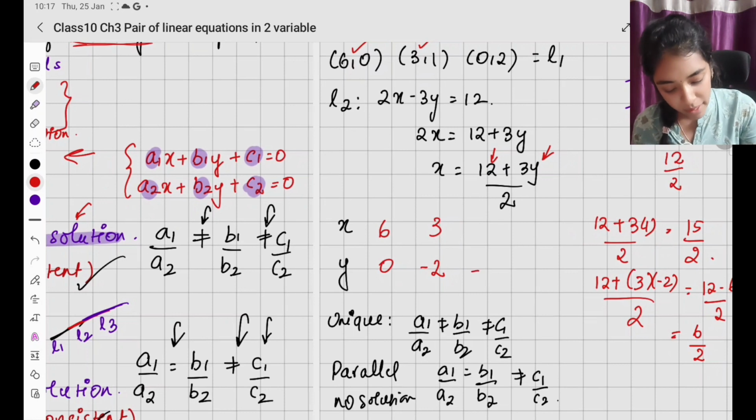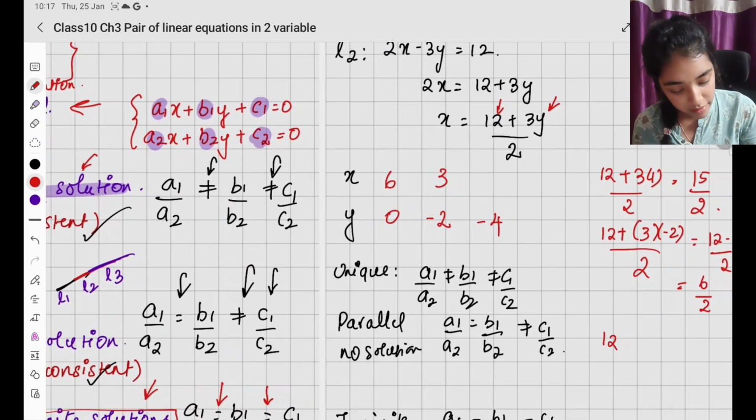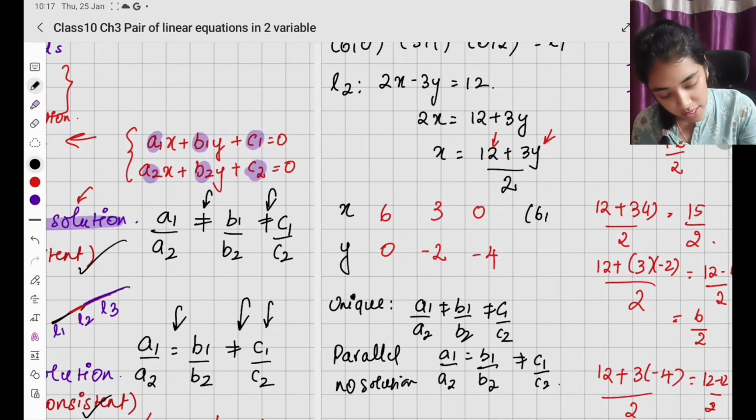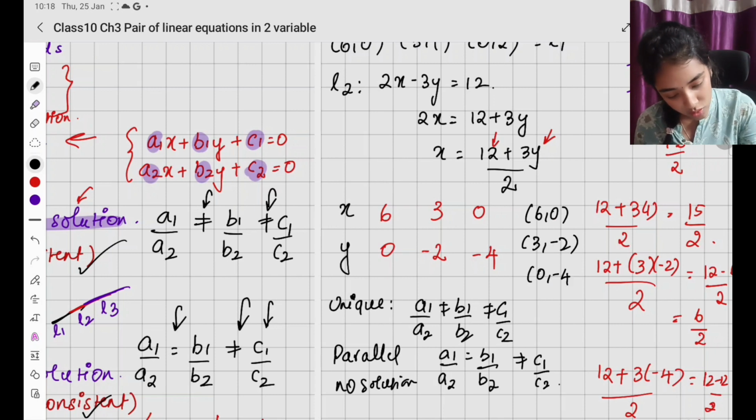Now next, what can we take? We can take minus 4, because I see there is a 12. So we have 12 plus 3 into minus 4 divided by 2 equals, we have 12 minus 12 divided by 2, which is going to be 0. Okay, so the points are easy. So what are the points going to be? We have 6, 0, 3, -2 and 0, -4.